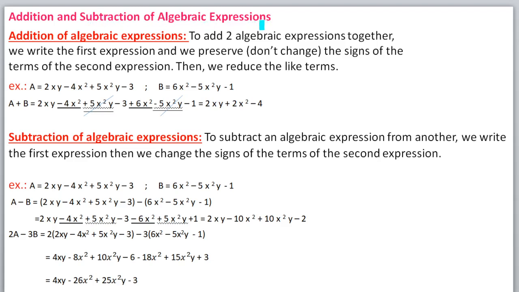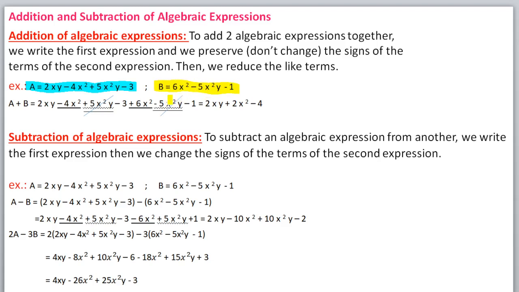Addition and subtraction of algebraic expressions. Also, we are in the same idea, but in this part, if we have two algebraic expressions, how could we add them? Let's take an example. Look at A. A is an algebraic expression, capital A, equal 2xy minus 4x squared plus 5x squared y minus 3. And B equal 6x squared minus 5x squared y minus 1.